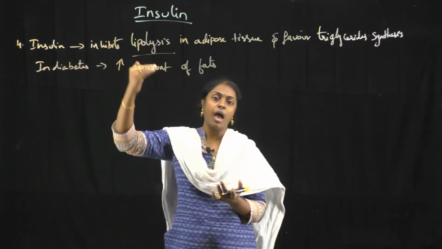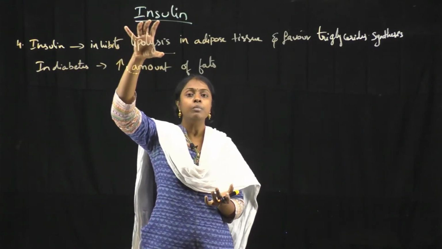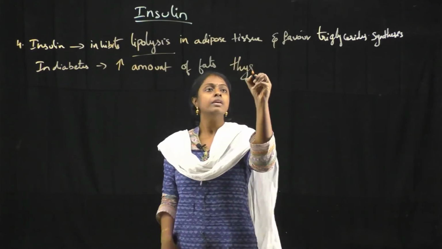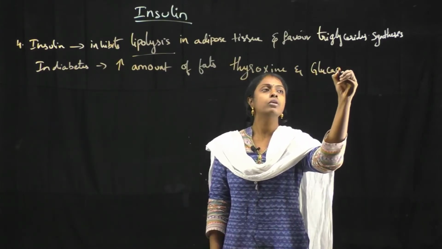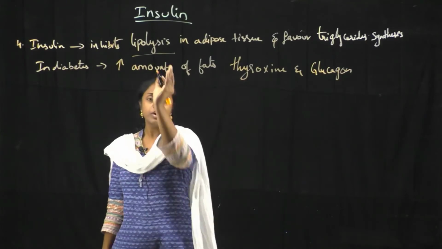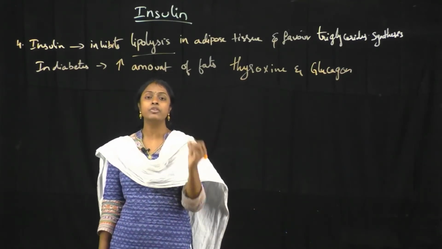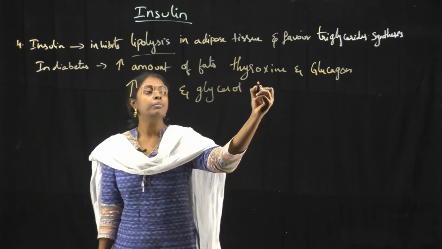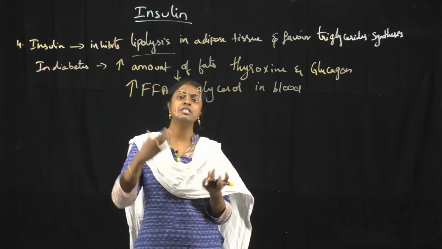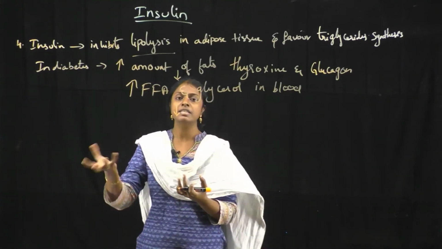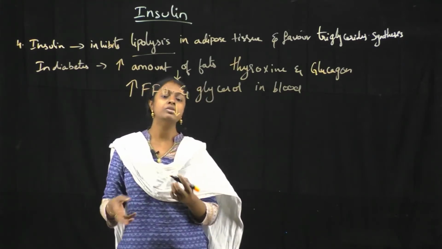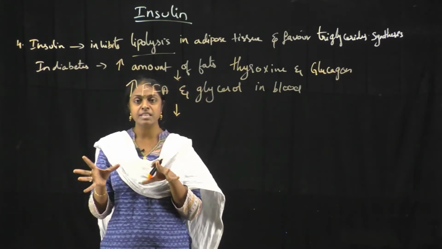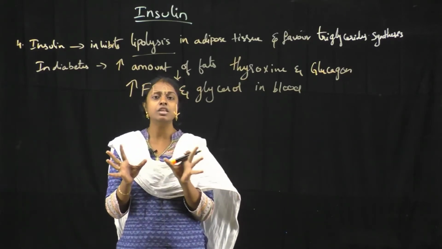So when there is lack of insulin, there will be more lipolysis due to hormones like thyroxine and glucagon. So there will be an increase of lipolysis. When there is an increase of lipolysis, this will increase free fatty acids and glycerol in blood. Actually, in normal persons, these free fatty acids and glycerol are taken by our liver and it will produce acetyl-CoA. This acetyl-CoA is resynthesized to fatty acids and triglycerides. This is the normal function.